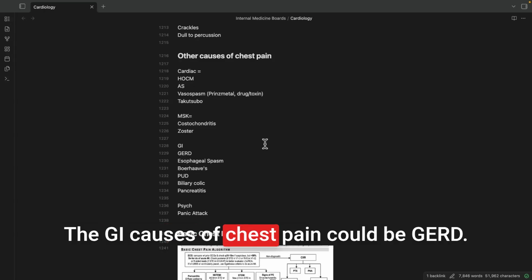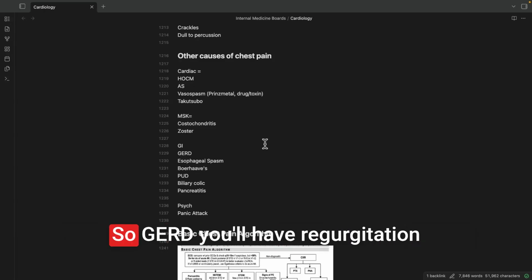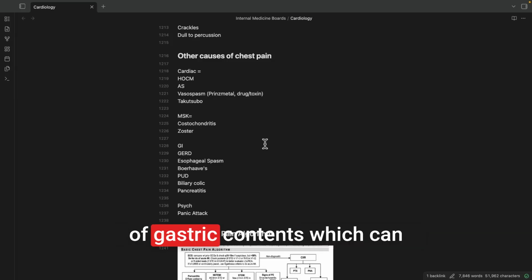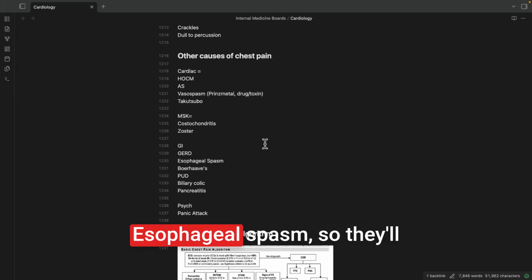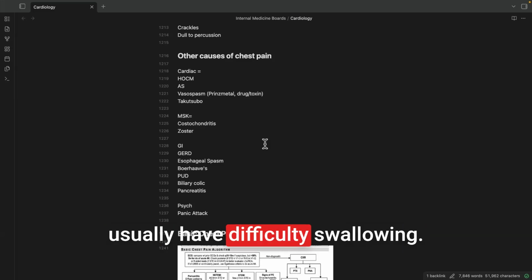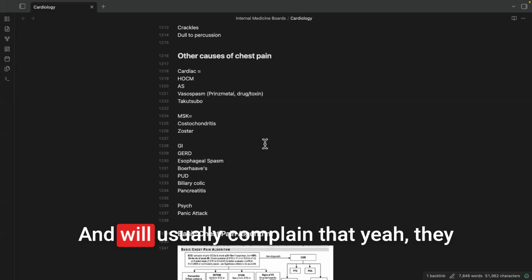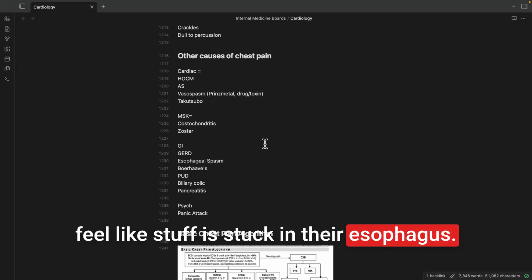So GI causes of chest pain could be GERD. With GERD, you'll have regurgitation of gastric contents, which can sometimes present as chest pain. Esophageal spasm: they'll usually have difficulty swallowing and will complain that they feel like stuff is stuck in their esophagus.